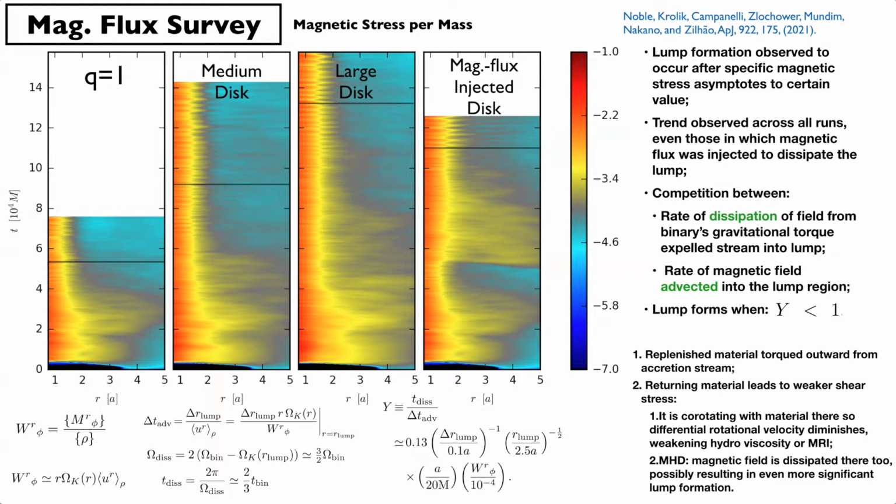So we found this competition between the internal dissipation of the magnetic field, from loops of oppositely oriented field that are flung out by the binary into the lump region, and the rate at which magnetic field is accreted from larger radii. We predicted this threshold, and we found that all of our simulations, once they reach this threshold, form a lump.